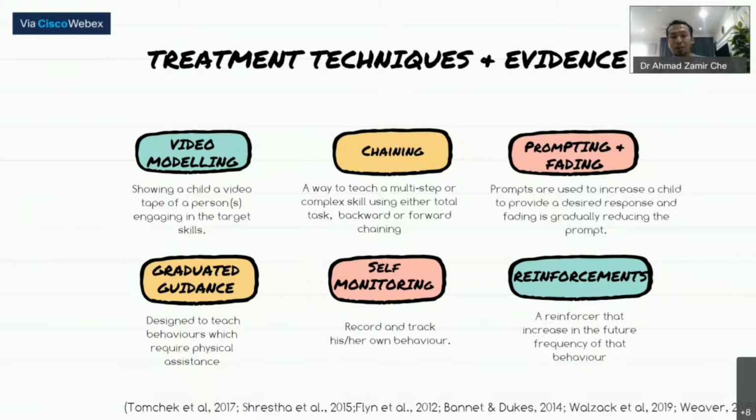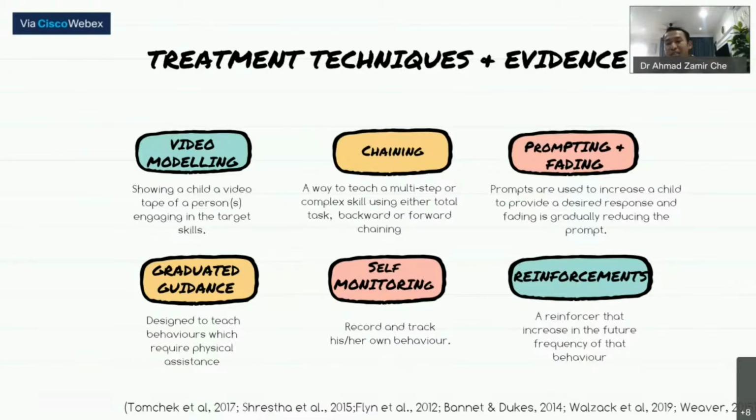And the next one is self-monitoring. This self-monitoring is an advanced skill. It is quite advanced to be applied with children with autism, because if you want to use this technique, at least the child should be able to follow instruction and should only have a mild cognitive problem.